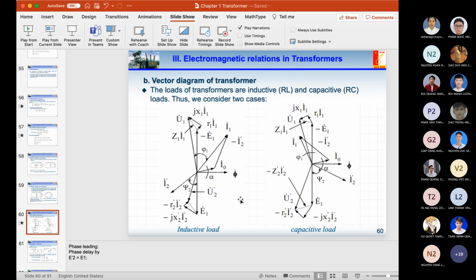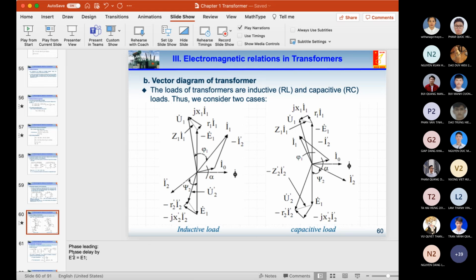What do we need to know about the meaning of this one? You can see here that U2 is smaller than the value of E2, because E1 is equal to U2 here. If you look at this vector, you can see that the vector of U2 is smaller than the value of E2 here.